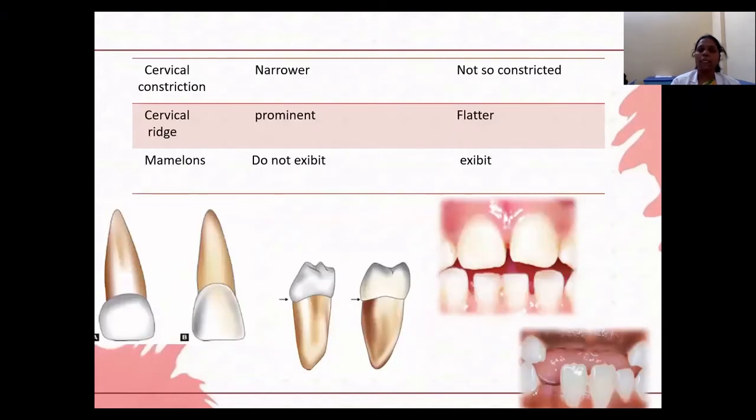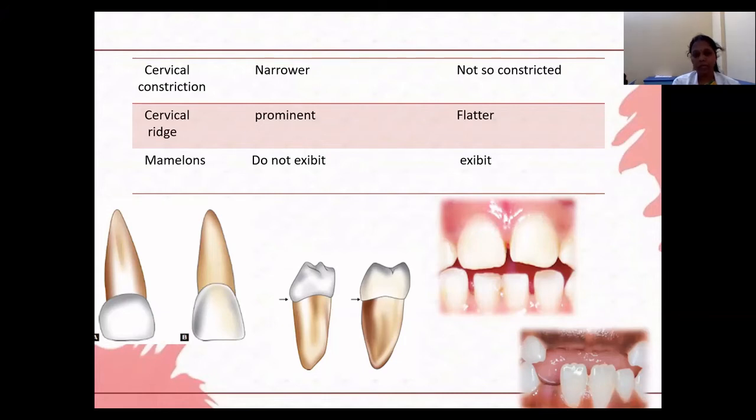Next, at the demarcation between the crown and the root portion, you will see one line running between the crown and the root portion, that is the cervical constriction. For the primary teeth, it is narrower when compared to that of the permanent teeth.